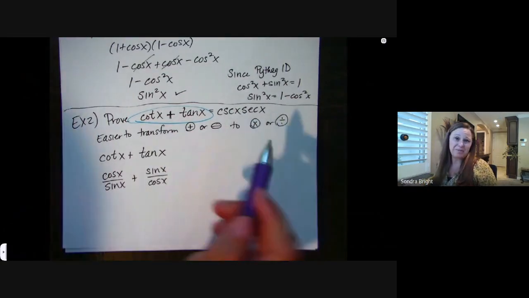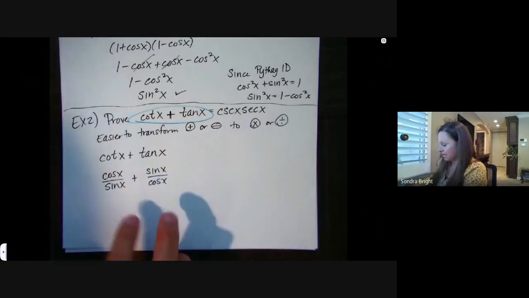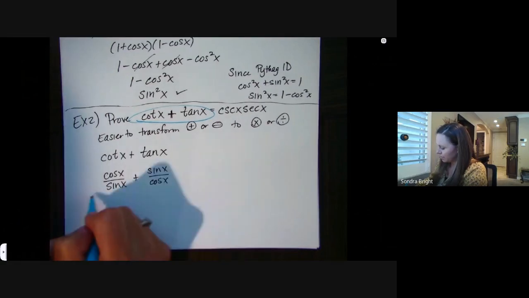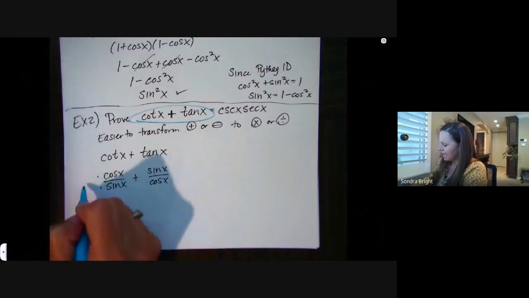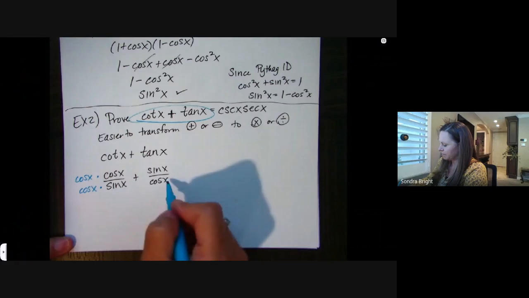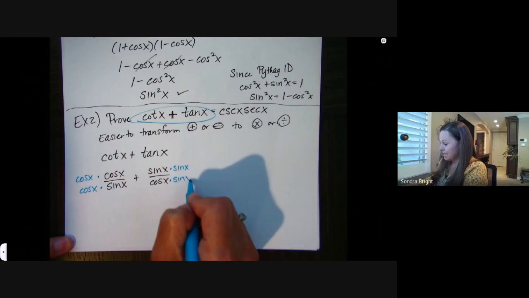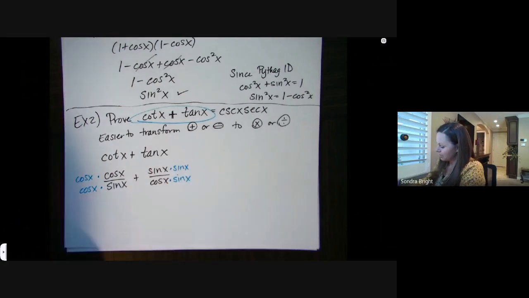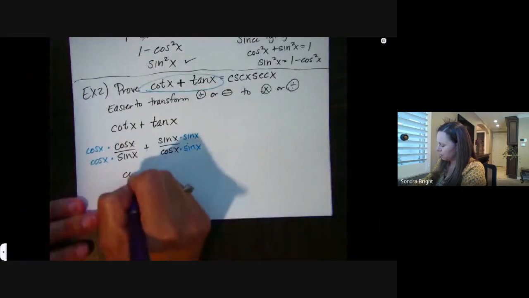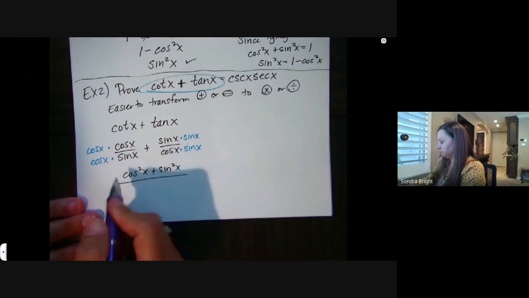The only thing you can do now is add these two fractions together. And to do that, you need a common denominator. So I would multiply this first fraction by cosine over cosine. And I would multiply the second one by sine over sine. Like that. So that I end up with cosine squared plus sine squared over cosine times sine.